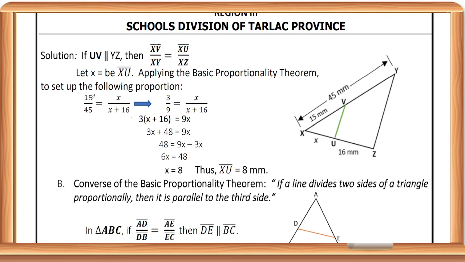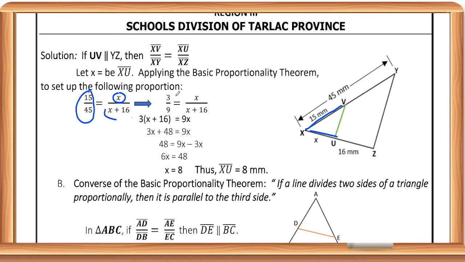So we have here 15 over 45. 15 over, when you add them, that is 45. So the same thing will be done. What is the corresponding part of 15? That is x. So put x here, over the sum of the two. So we have x plus 16.